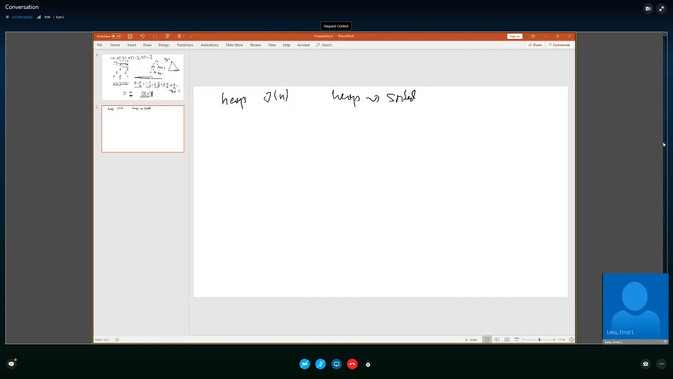This is a little bigger. It has 8 elements: 1, 2, 3, 4, 5, 6, 7, 8. So these are the positions. And we have 16, 10, 14, 8, 2, 12, 6, 4. This is a heap. You can verify that. Probably not a bad idea.